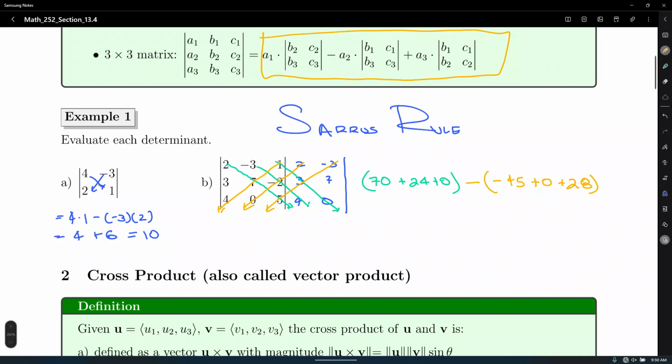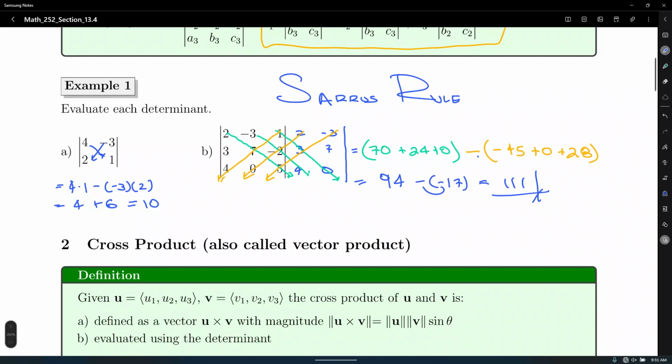And that's a lot quicker than evaluating 3 2 by 2 determinants. All right? A lot quicker. Okay, so 70 plus 24 plus 0, is that 94? Minus, careful. Number 1, let me do negative 45 plus 28. That's minus negative 17. And add. All right? That's 94 plus 17. That equals 111. Okay?